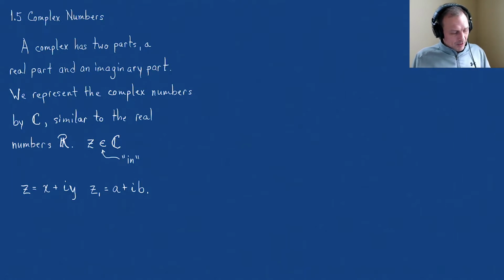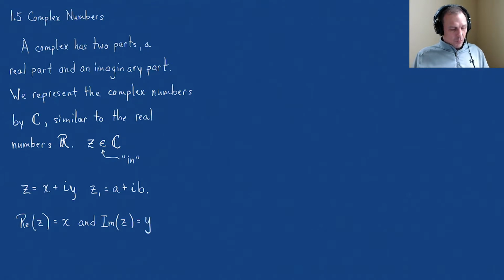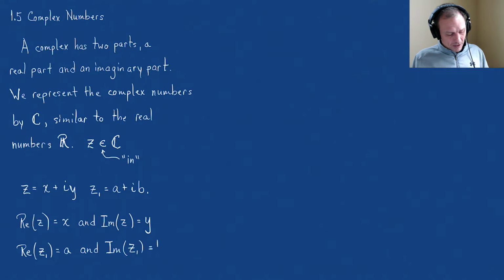And what we do is we say that the real part of Z would be the x, and the imaginary part, we write it capital Im, of Z, is the part with the i on it, so it's just y. Or, for example, if we look at the other number, the real part of Z1 would be a, and the imaginary part of Z1 would be the b.